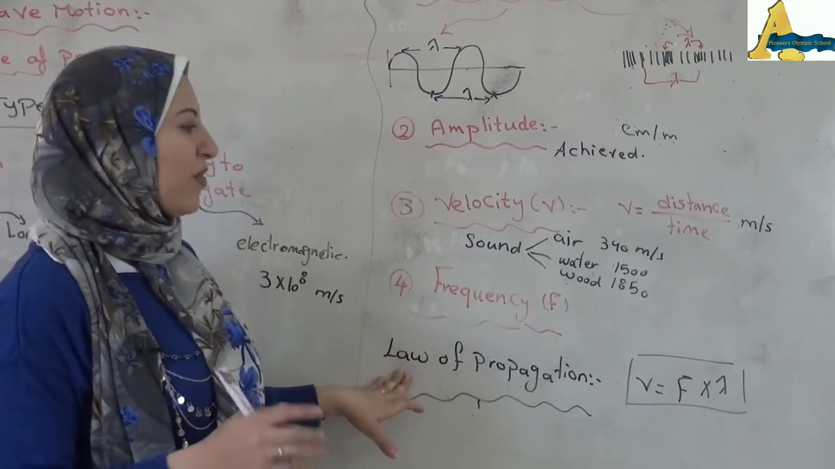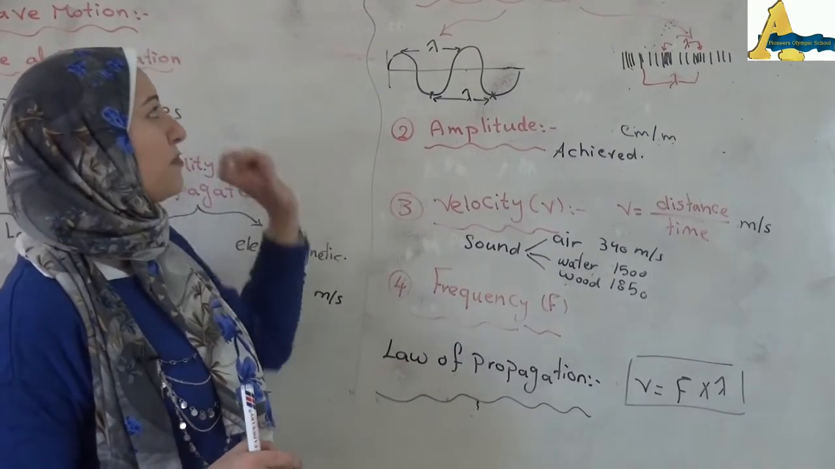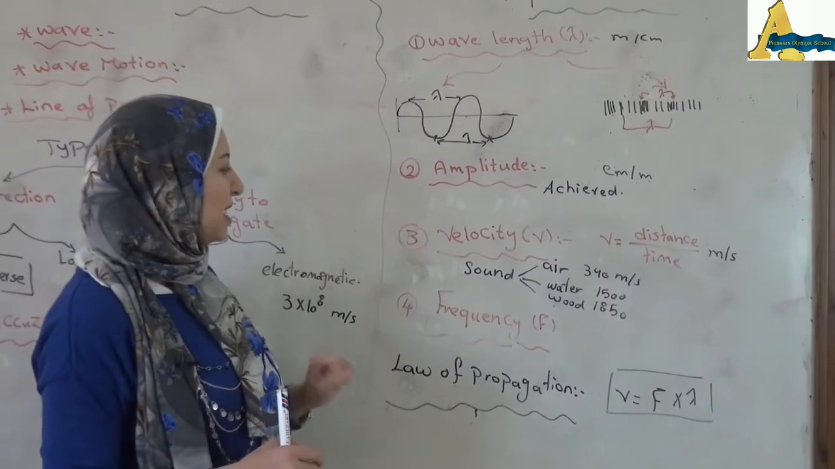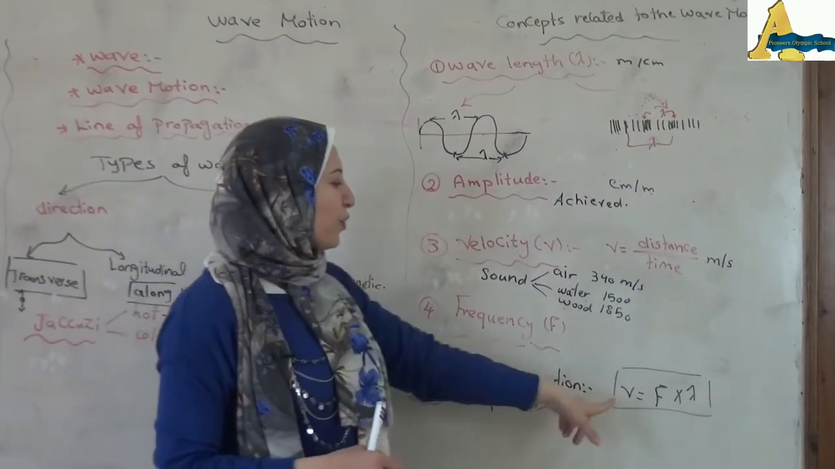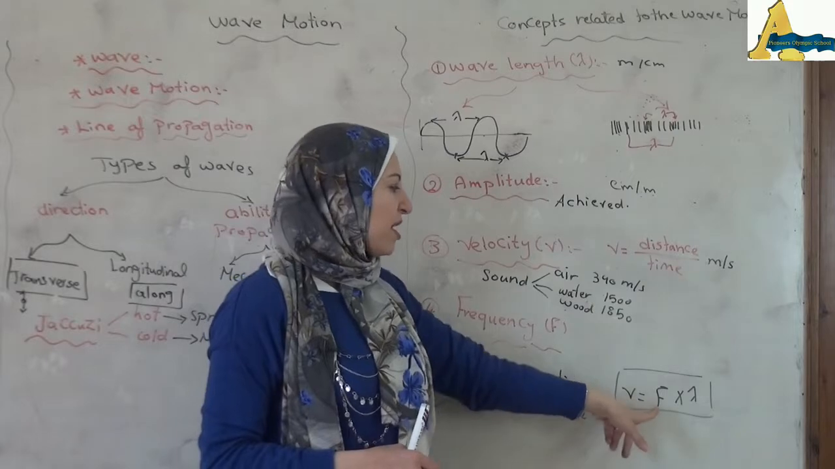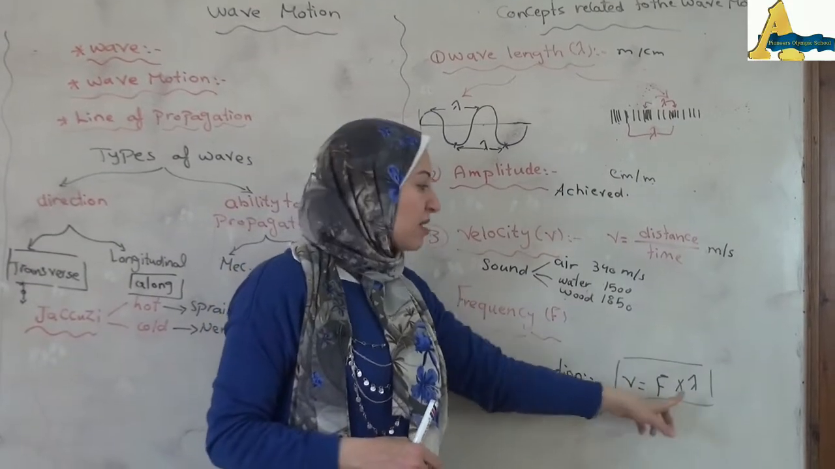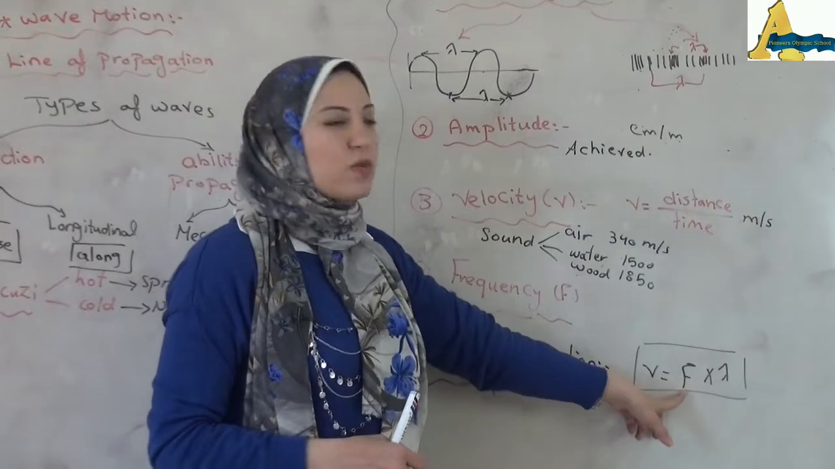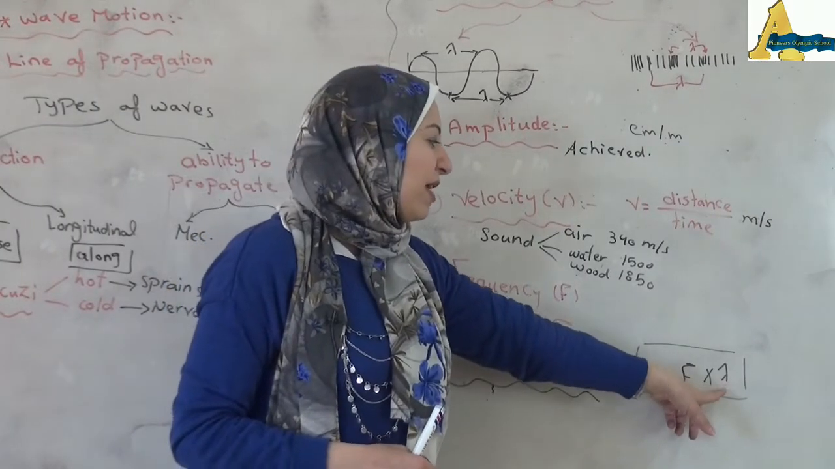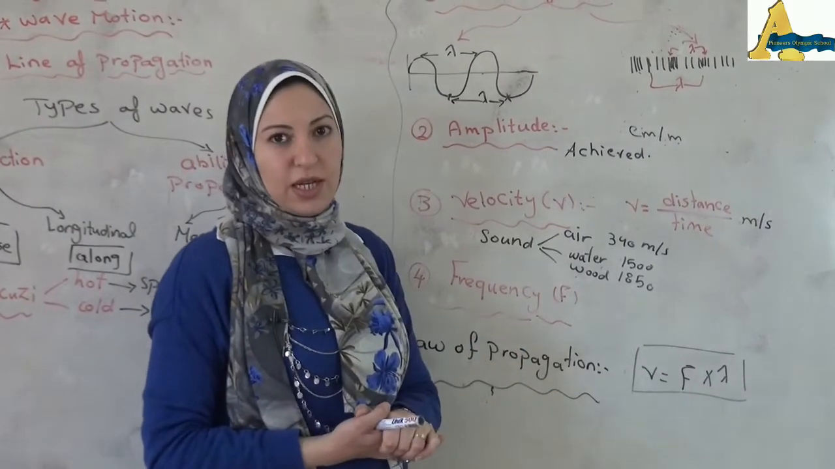And the last one, we can find a relation between wavelength, velocity, and frequency, and this is known as the law of propagation. In the law of propagation, velocity equals frequency times wavelength. Here, velocity is measured in meters per second, frequency in hertz, and wavelength in meters.